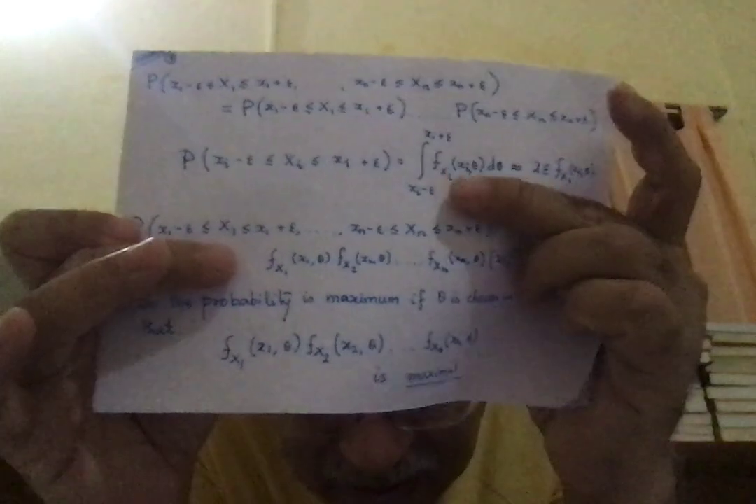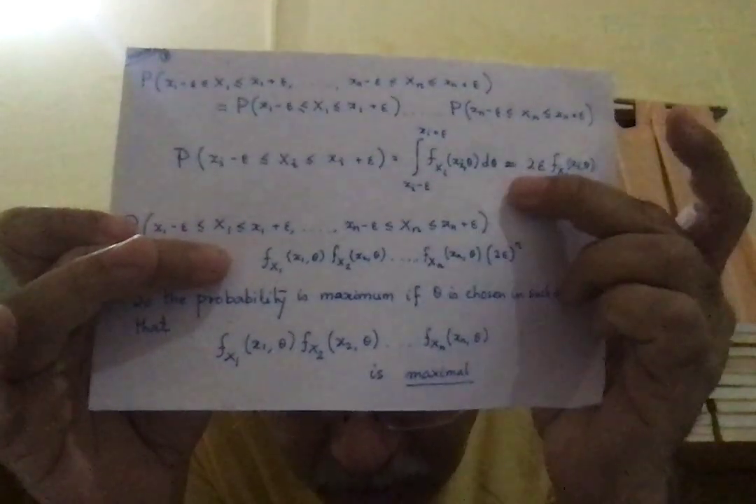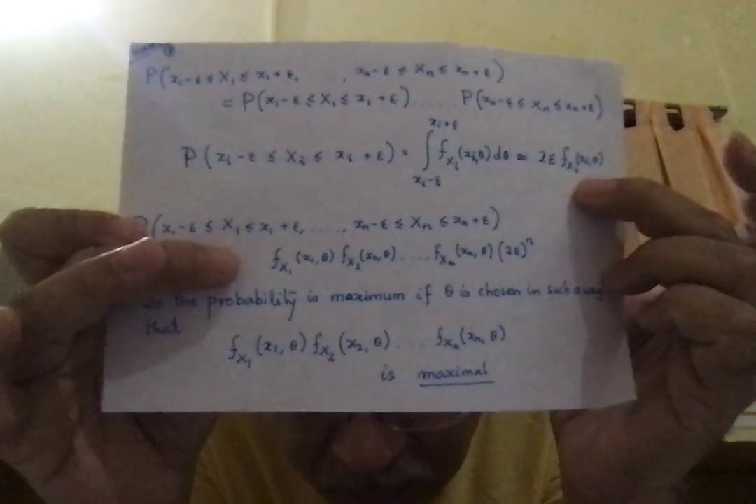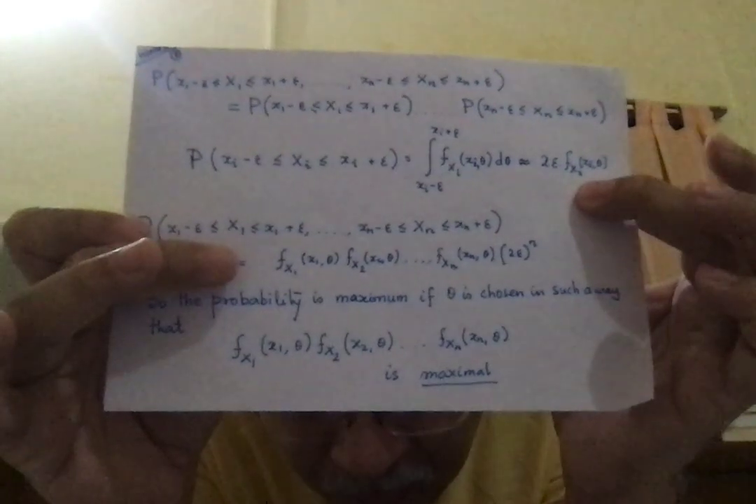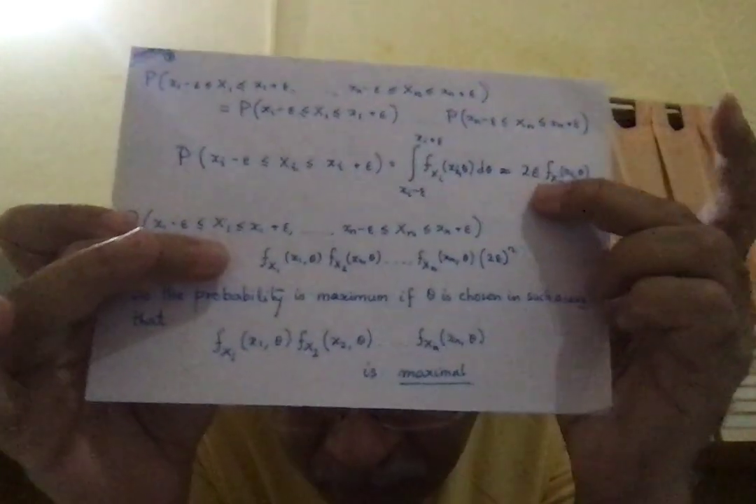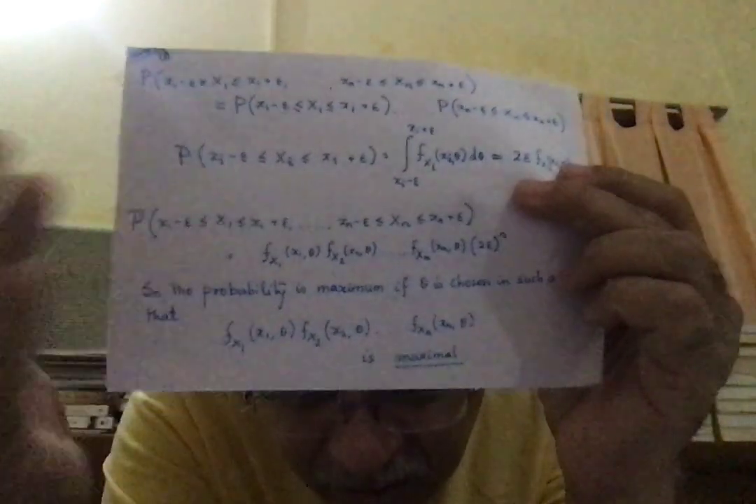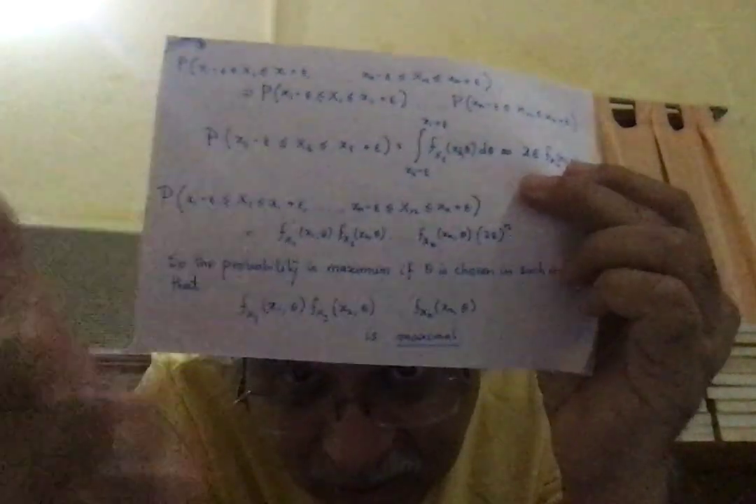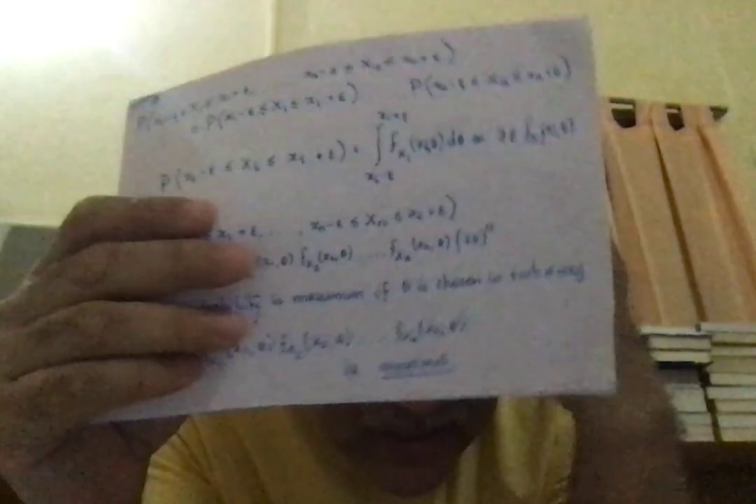So this integral can be approximately written as 2 epsilon into this, because if I keep the f(x) value fixed, it goes out of the integral, and the remaining integral of d theta is theta, and then you put xi plus epsilon, xi minus epsilon, the xi is cut off, and so you have 2 epsilon.